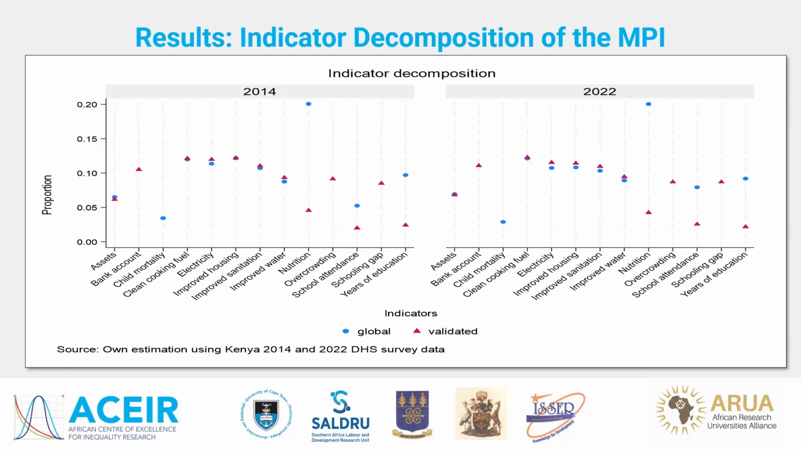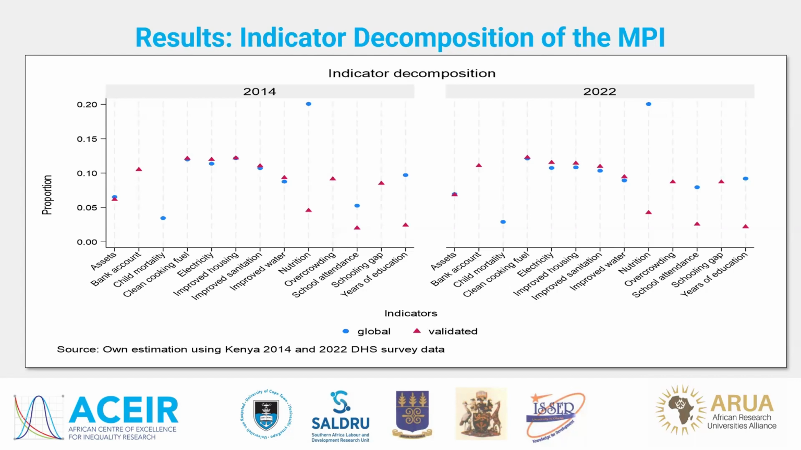One of the beauties of the MPI is that you can decompose it across indicators, regions, subgroups, and the like. Here we are doing an indicator decomposition. The blue dots are what is in the global MPI framework, and the red is what we have in our particular framework. I need to point out that we are not comparing like with like, because even the number of indicators is different. But there's a point we want to make with this.